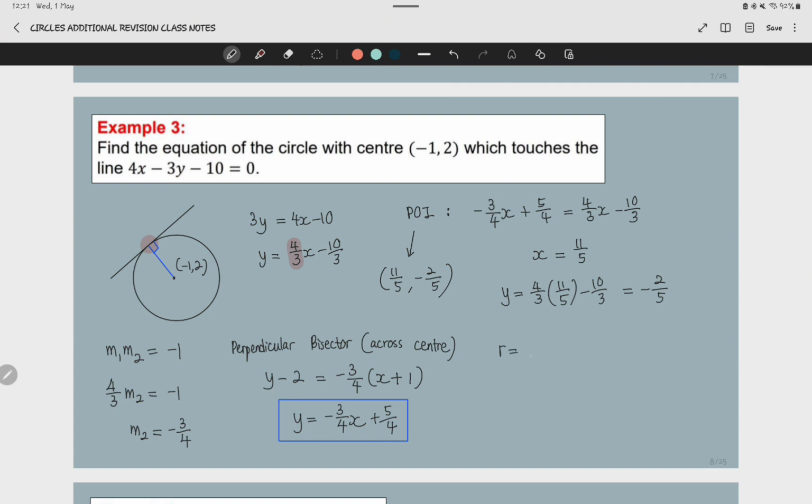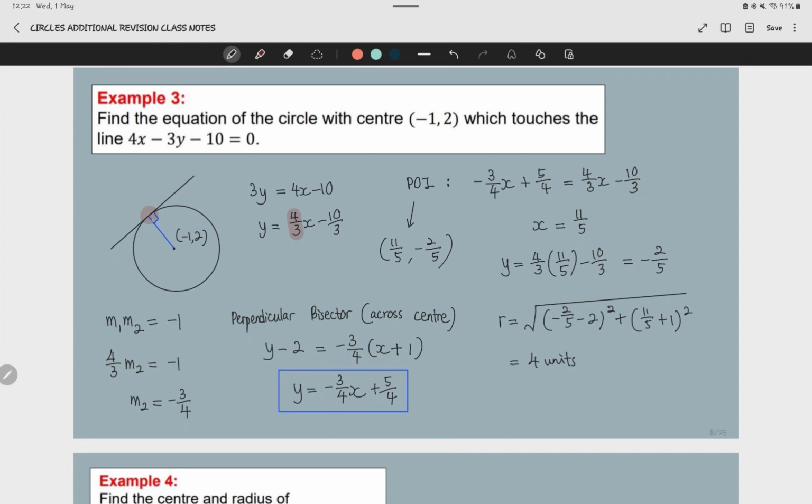Your radius will be equal to the square root of (y2 minus y1) squared plus (x2 minus x1) squared. So negative 2 over 5 minus 2, squared, plus 11 over 5 plus 1, squared, and then square root. Okay, type in your calculator. Negative 2 over 5 minus 2, squared, plus 11 over 5 plus 1, squared. Square root, the answer you get is 4 units. This is how you get your radius. So we know that this blue line, the length is 4 units.